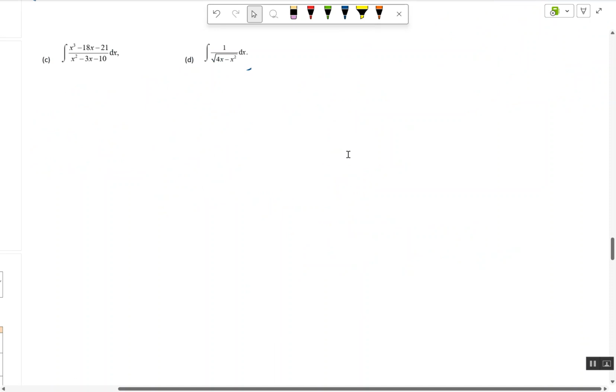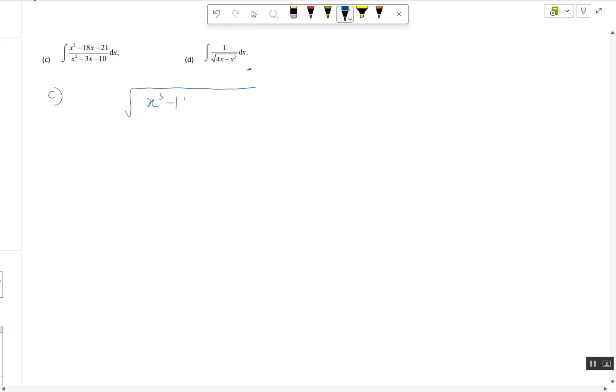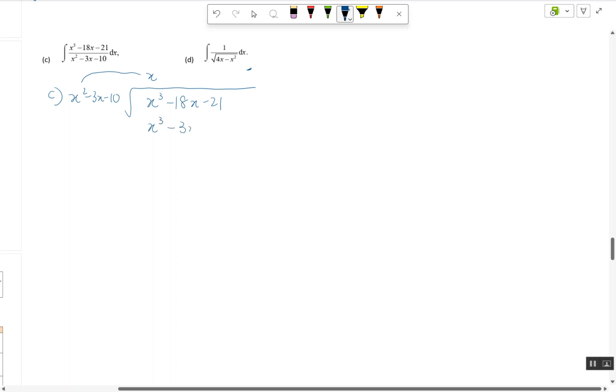For C, you can see that the power of the numerator is greater than the power of the denominator. So for C, the first thing that comes to your mind is you have to do a long division. The numerator is inside, 18x minus 21. The denominator is on the outside, that's the divisor as well. So I will have an x here because this multiplied by this will give me x cubed minus 3x squared minus 10x. Be careful, put a negative and there's a bracket over here.